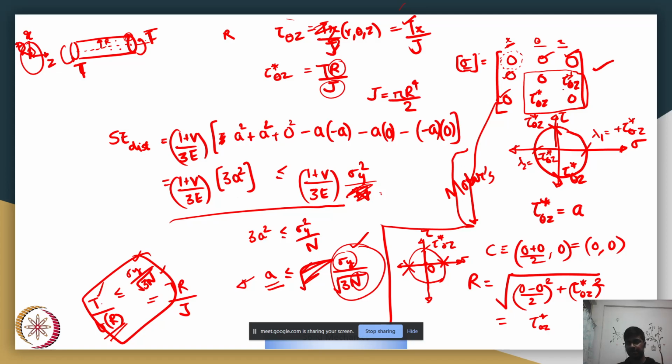So here in the Mohr circle, the radius is tau star theta z, and the center is sigma 0. So sigma 1 and sigma 2 you have taken as plus tau star and minus tau star. Yes, sir, I understand. And I'm just substituting this into the distortion energy formula. Okay, thank you.